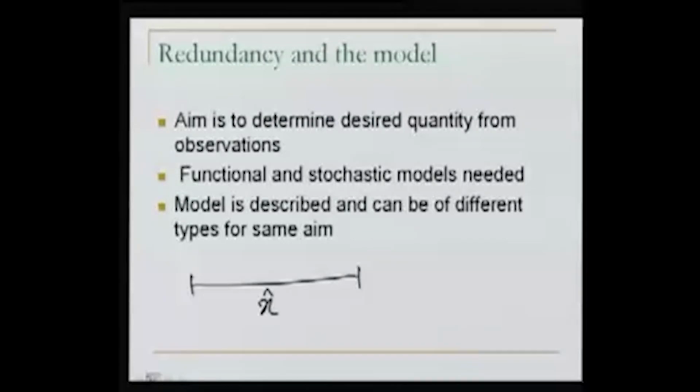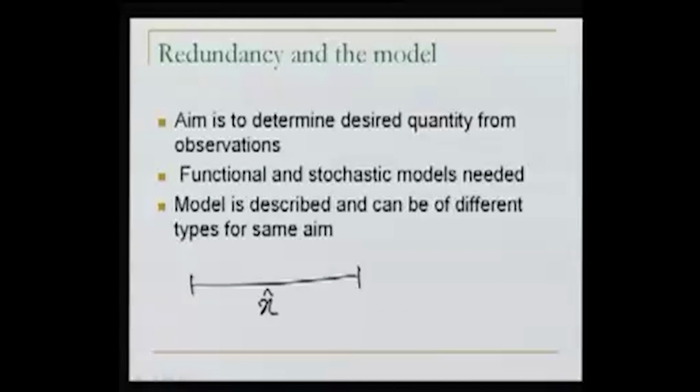Okay, let's look at another concept, that is redundancy and a model. What we do in the field, we always desire to get something in the field. For example, to determine the area of a rectangle, to determine the length between 2 points, to determine angles between 2 points at an observation point. These are the things which are desired. To determine, for example, the shape of a triangle. These are the desired things. In order to realize what is desired, we carry out some observations.